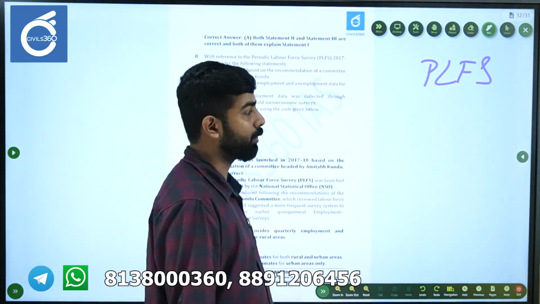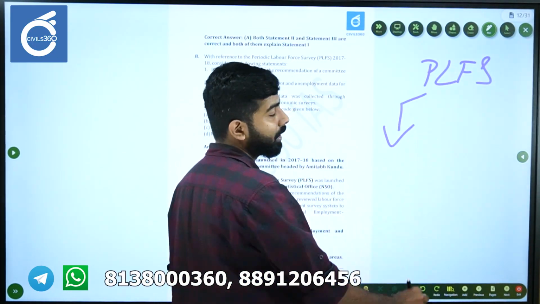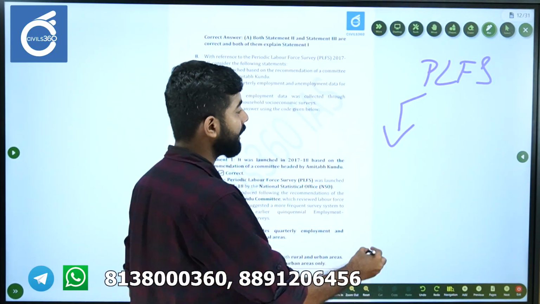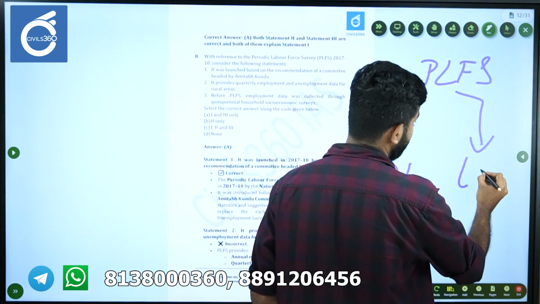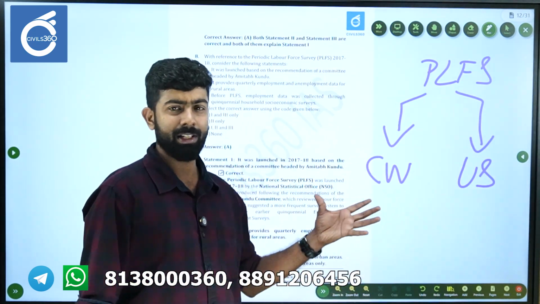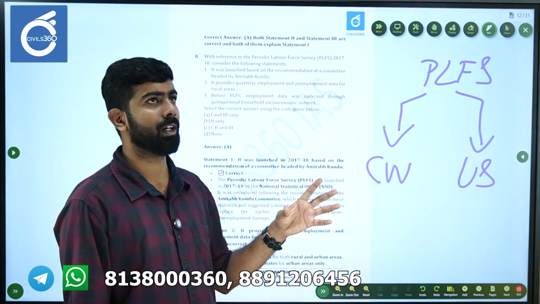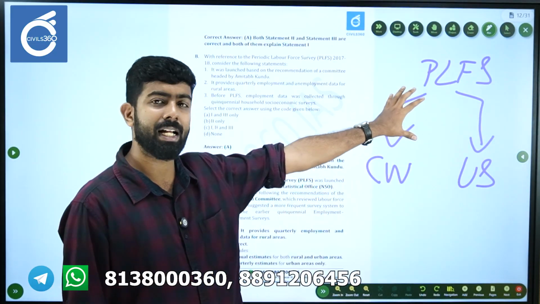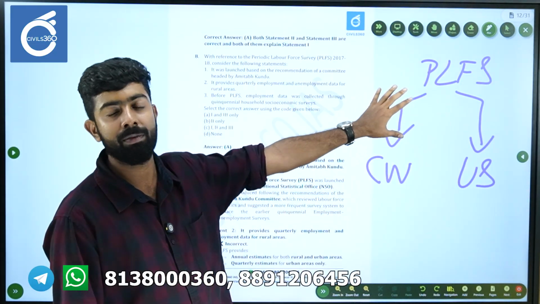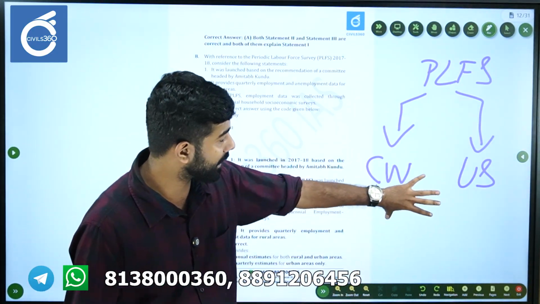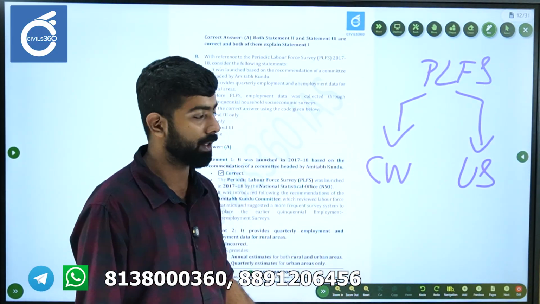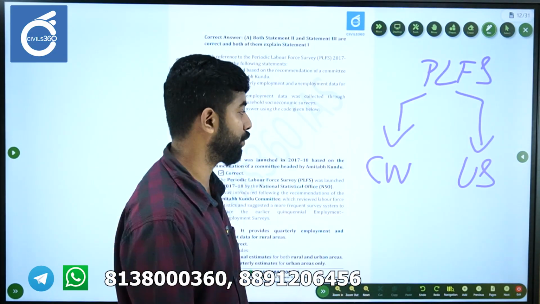that PLFS uses. The first reference period is the current weekly status, and then you have the usual status. This is from some time back, because the PLFS publications come every month. Every month compilation is there, but the data collection takes place in these two manners. These two references are used.